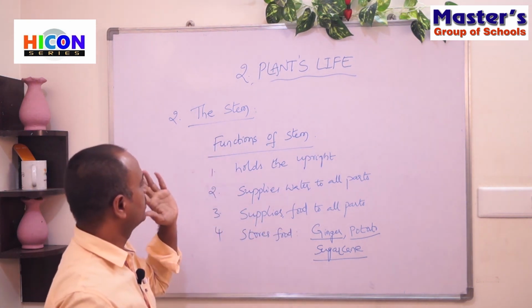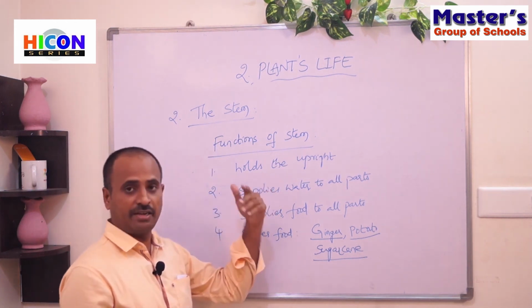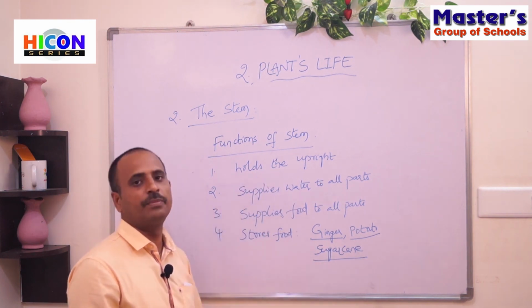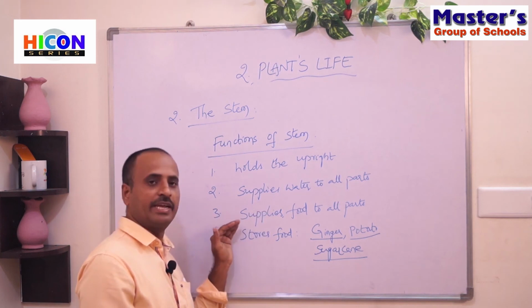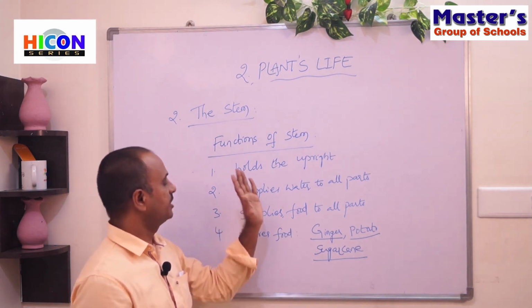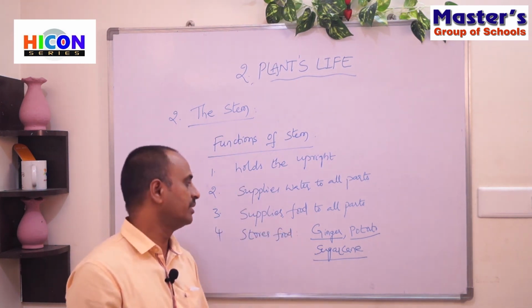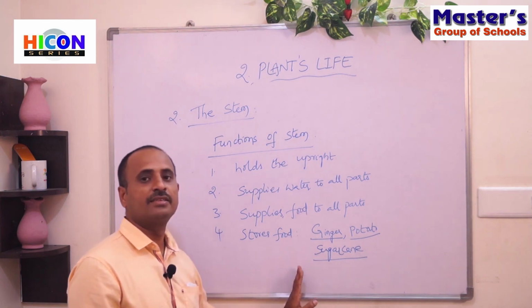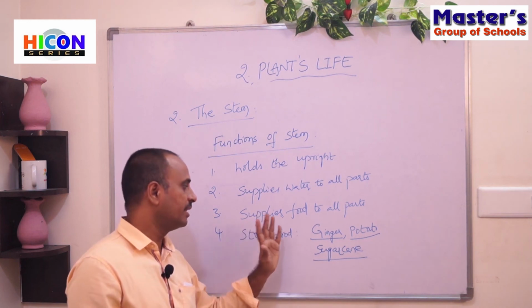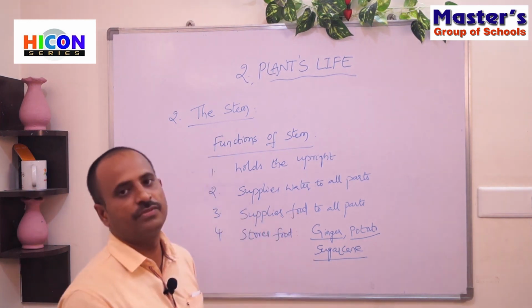Let us see once again. The first function is that it holds the plant upright. The second is that it supplies water to all parts of the plant. The third is that it supplies food to all parts of the plant. And the fourth is that some stems store food in them, for example ginger, potato and sugarcane. They are stems of plants which store food, that's why they become thick and bulbous, and we can eat them as food. So children, these are the functions of the stem.